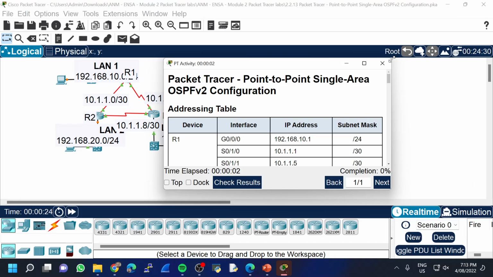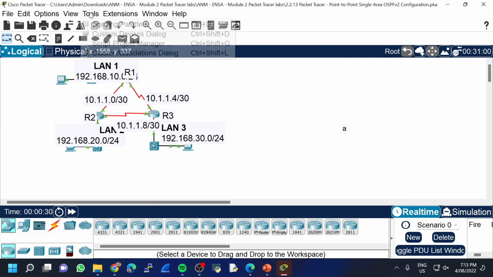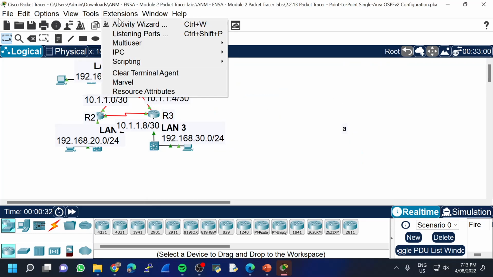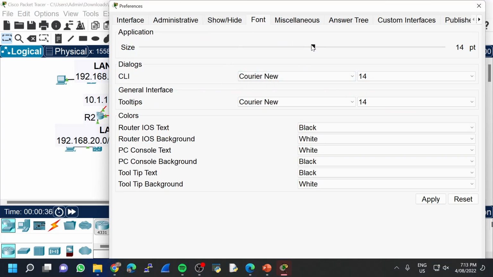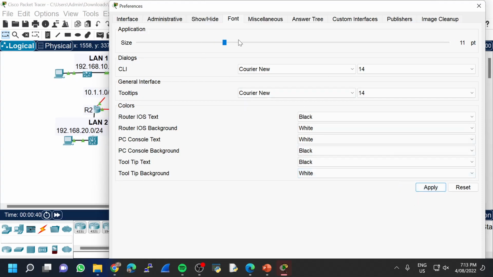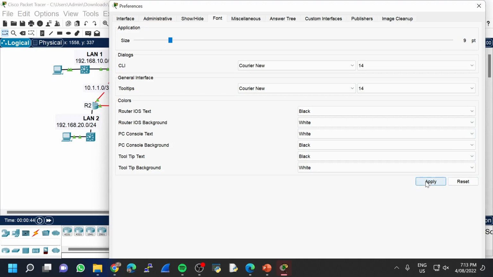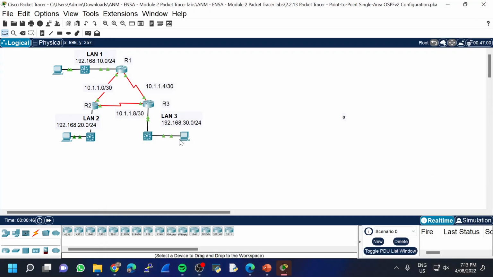Alright, let's smash it out. This is way too large, mate. Font size. See if that's any better. Yeah, that's better.